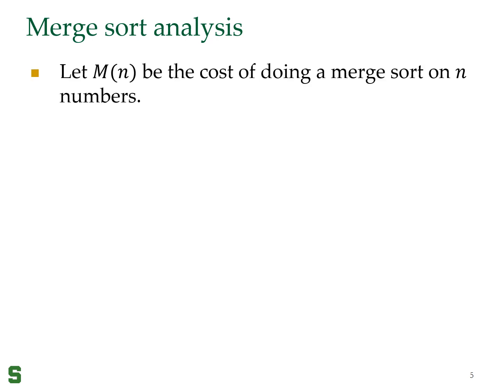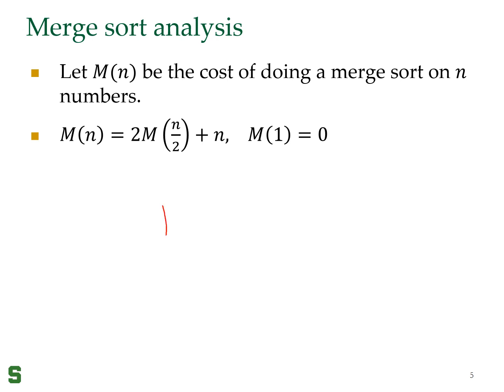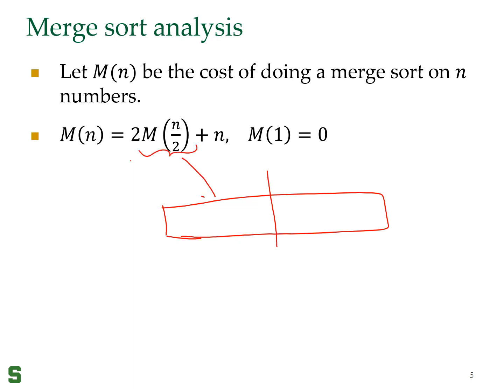Here is merge sort analysis. So here let m of n be the cost of doing merge sort on n numbers. So what does merge sort do? Merge sort takes an array, it divides it into two, it sorts each one. So that's why I have to do m of n divided by 2 for this one, another m of n divided by 2 for this one, and that's why I have 2 times m of n divided by 2.